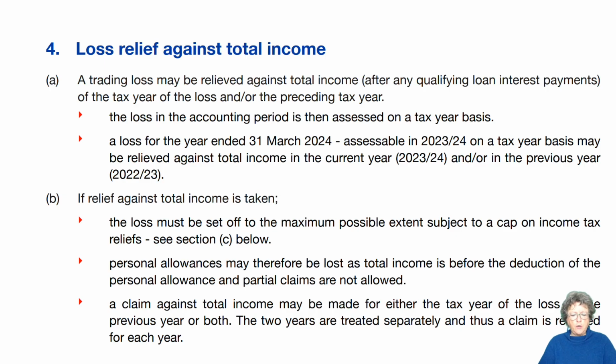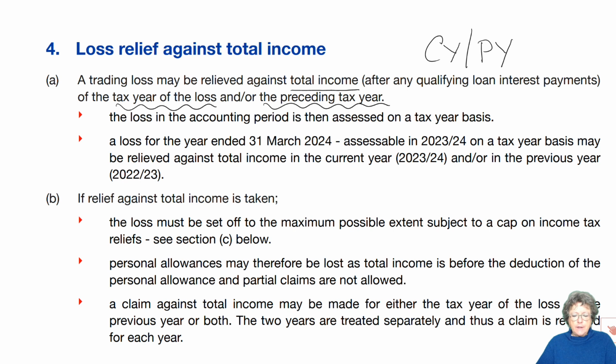So a trading loss may be relieved against total income after the qualifying loan interest payments of the tax year for the loss and or the preceding year. So it's either the current year and or a previous year. You have the choice as to which one you want to put the loss against.